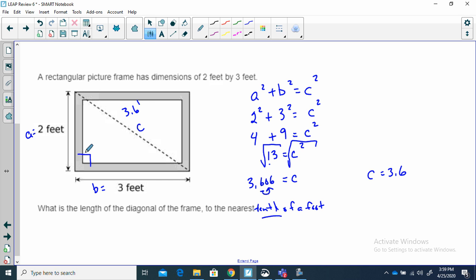Our hypotenuse is always the longest side. Here I've got 2 feet, 3 feet, 3.6 feet. That would make sense. The hypotenuse is the longest side. We were using Pythagorean theorem to find a side because if we've got two side lengths in a right triangle, we find the third with Pythagorean theorem.